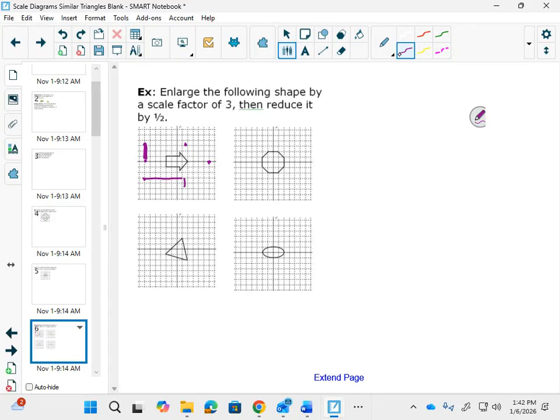Now my dots are in the good spot here. Yes, I've got it now. That is exactly 3 times bigger using that strategy.